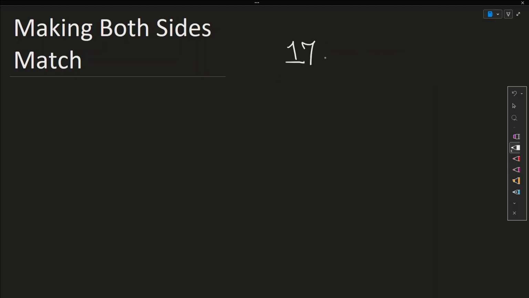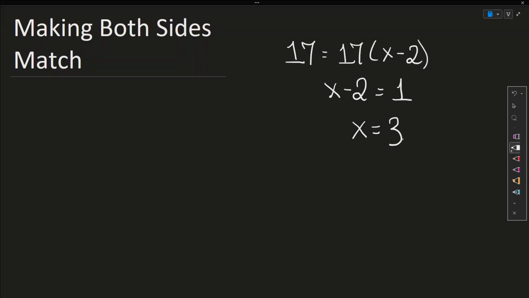Next, 17 is equal to 17 times x minus 2. The right side is 17 times something. For it to equal 17, then the something must be 1. So we have that x minus 2 is equal to 1. That would give us that x is equal to 3. That value would make this equation true.